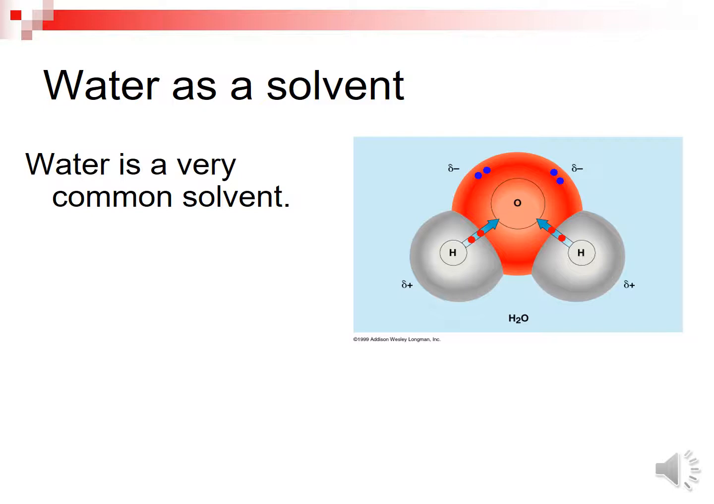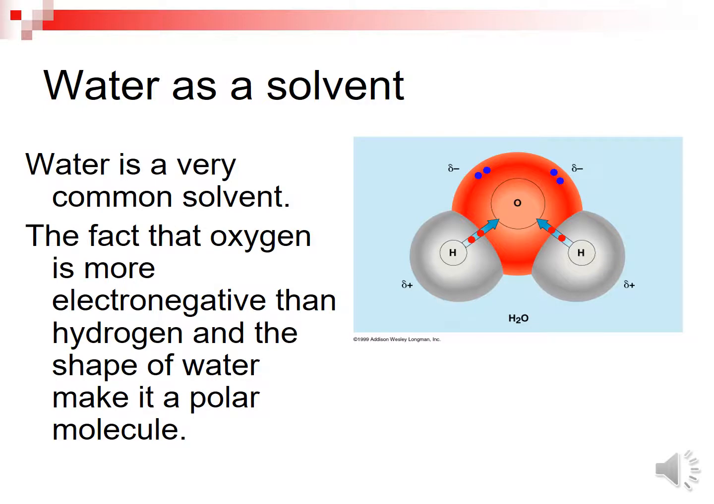And here in the diagram we see that the hydrogens are partially positive and the oxygen is partially negative. The oxygen being more electronegative than the hydrogen, and the shape of the water being a V shape, make it a polar molecule.